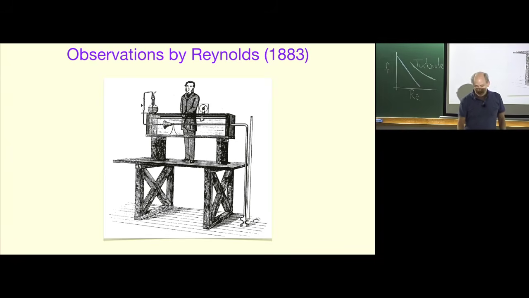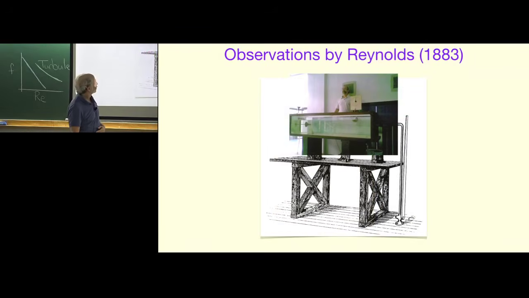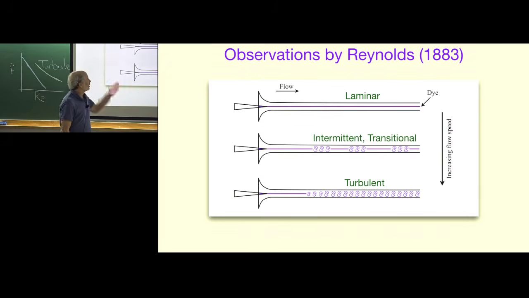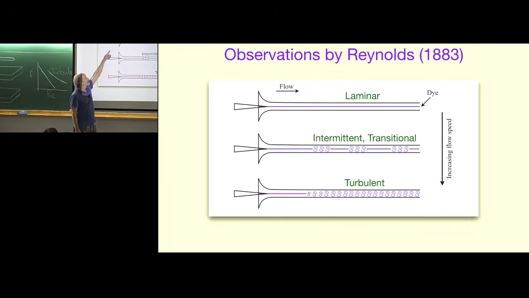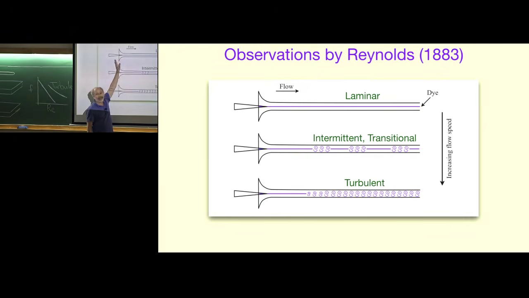This experiment still exists in Manchester. You can go and get your picture taken on it. There it is. That's me. You can't quite tell. All right. But anyway, this is what Reynolds told us: at low Reynolds number, this is a streak line, that's dye. At low Reynolds number, the flow is laminar. You get a straight streak line.